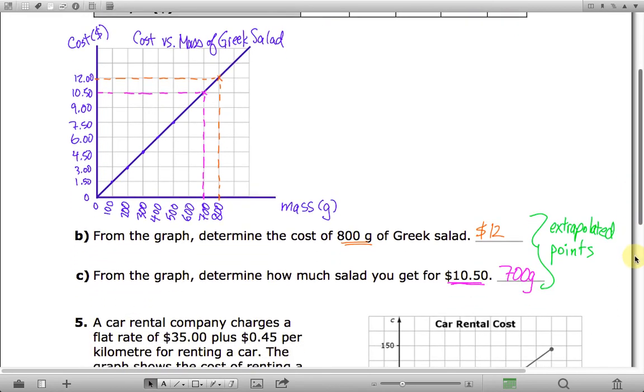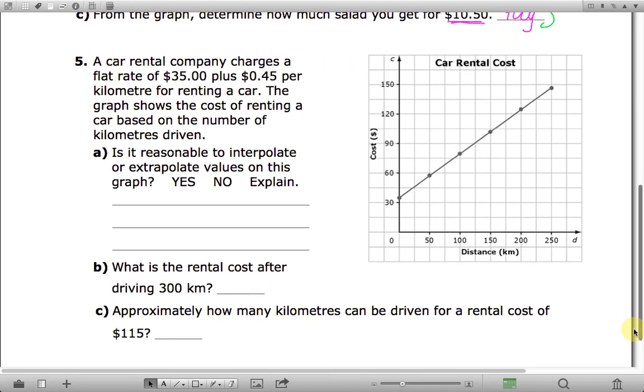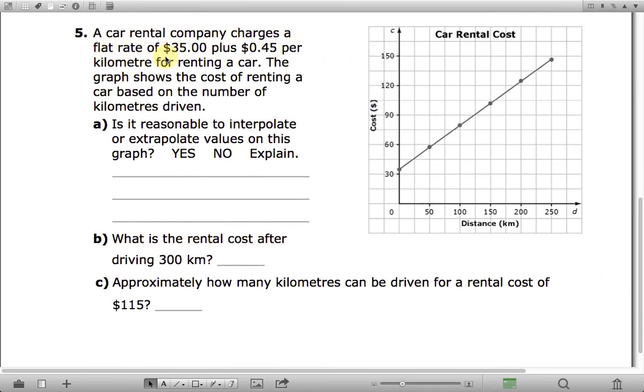So now let's move on to number 5. For number 5, we've got a car rental company that is charging a flat rate of $35 plus 45 cents per kilometer for renting a car. The graph here shows the cost of renting a car based on the number of kilometers driven. The first question being asked is whether it's reasonable to do interpolation or extrapolation on this graph, yes or no.